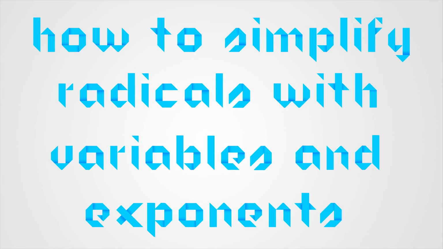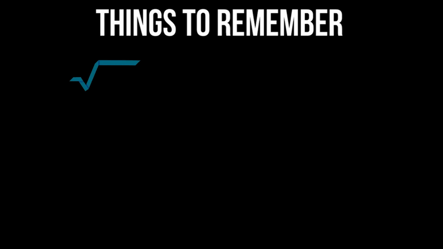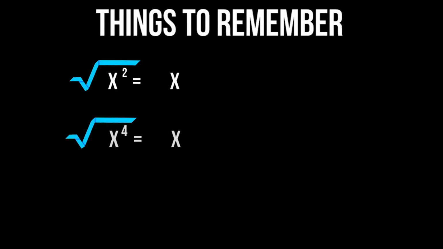Hey guys, today we're going to be teaching you how to simplify radicals with variables in them. Some of the basic things that we have to remember is that the square root of x squared equals x, the square root of x to the 4th power equals x squared, and the square root of x to the 6th power equals x cubed. Now those are really basic. You just take the exponent that is over the variable and divide it in 2, and that's your answer.